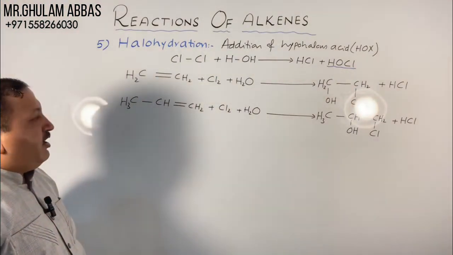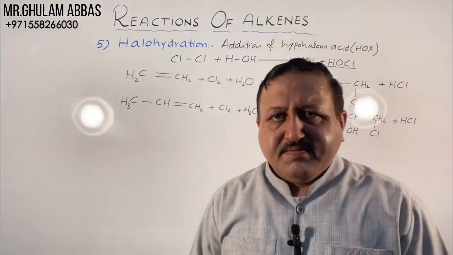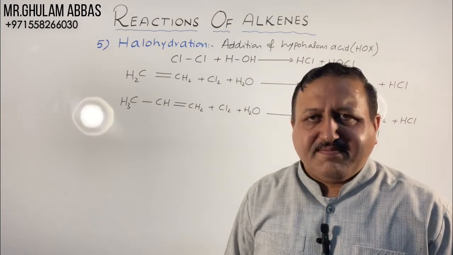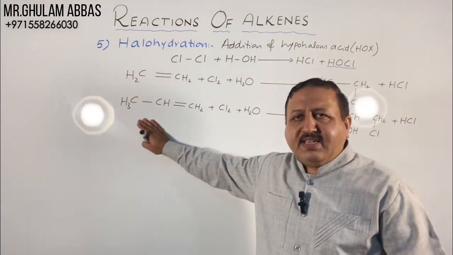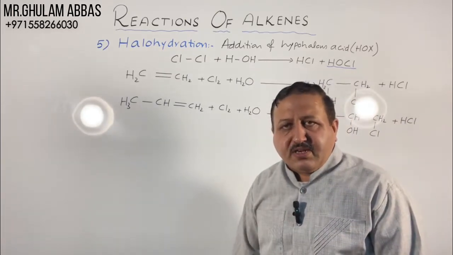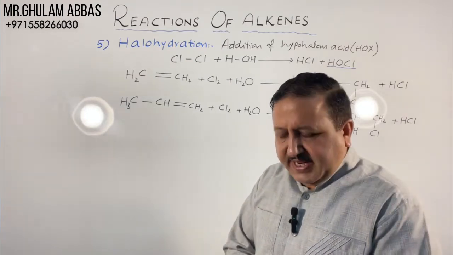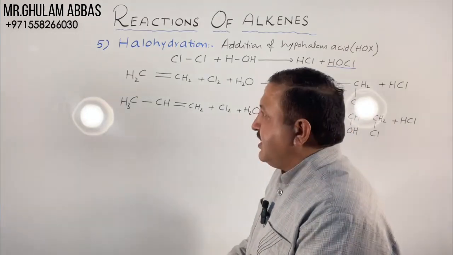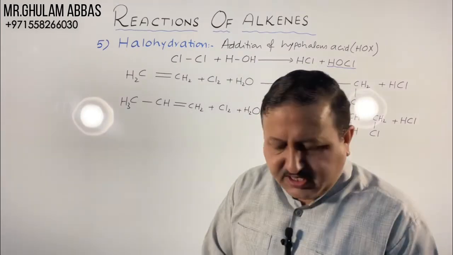This is all about halohydration. The examiner can take any alkene, ethene, propene, etc. This is the main concept. If the alkene is symmetrical or unsymmetrical, we can complete the reaction by applying Markovnikov's rule. Now I will explain the second reaction, which is the sixth reaction of alkene, epoxidation.